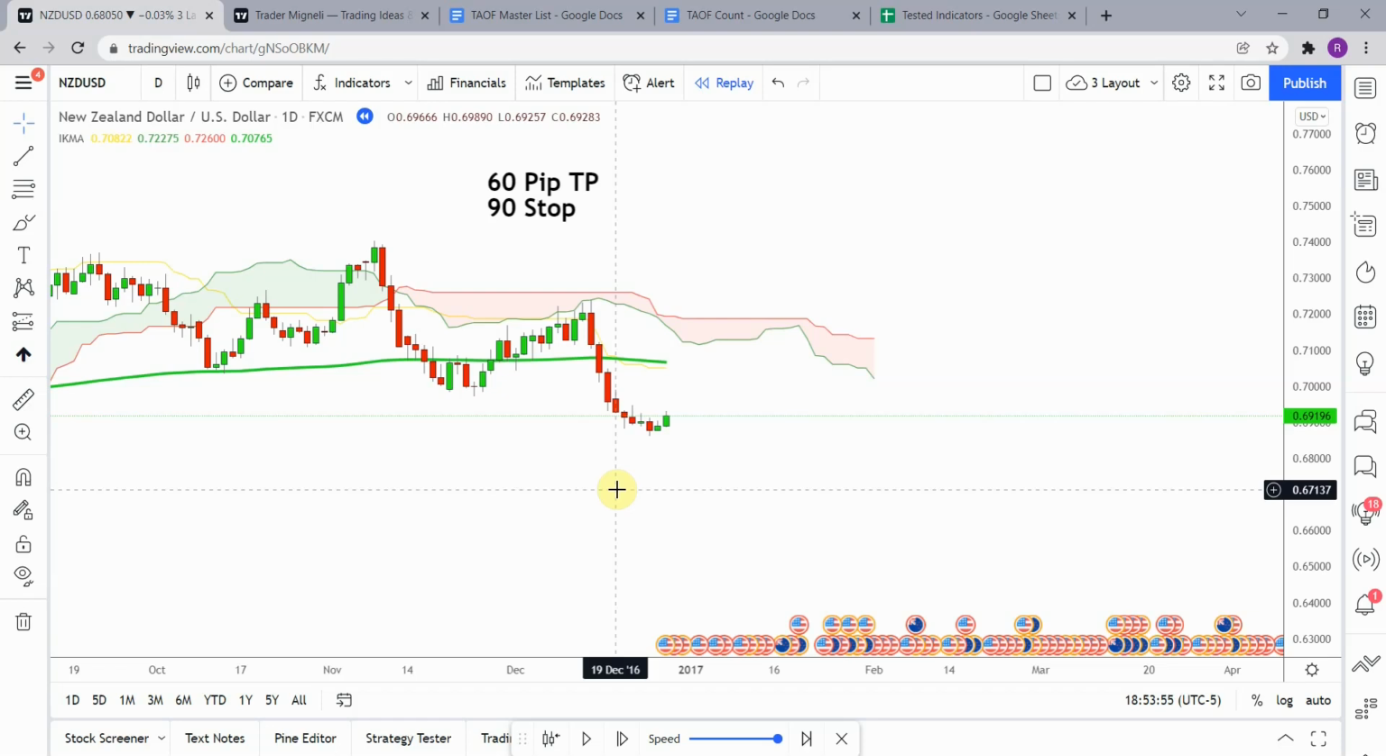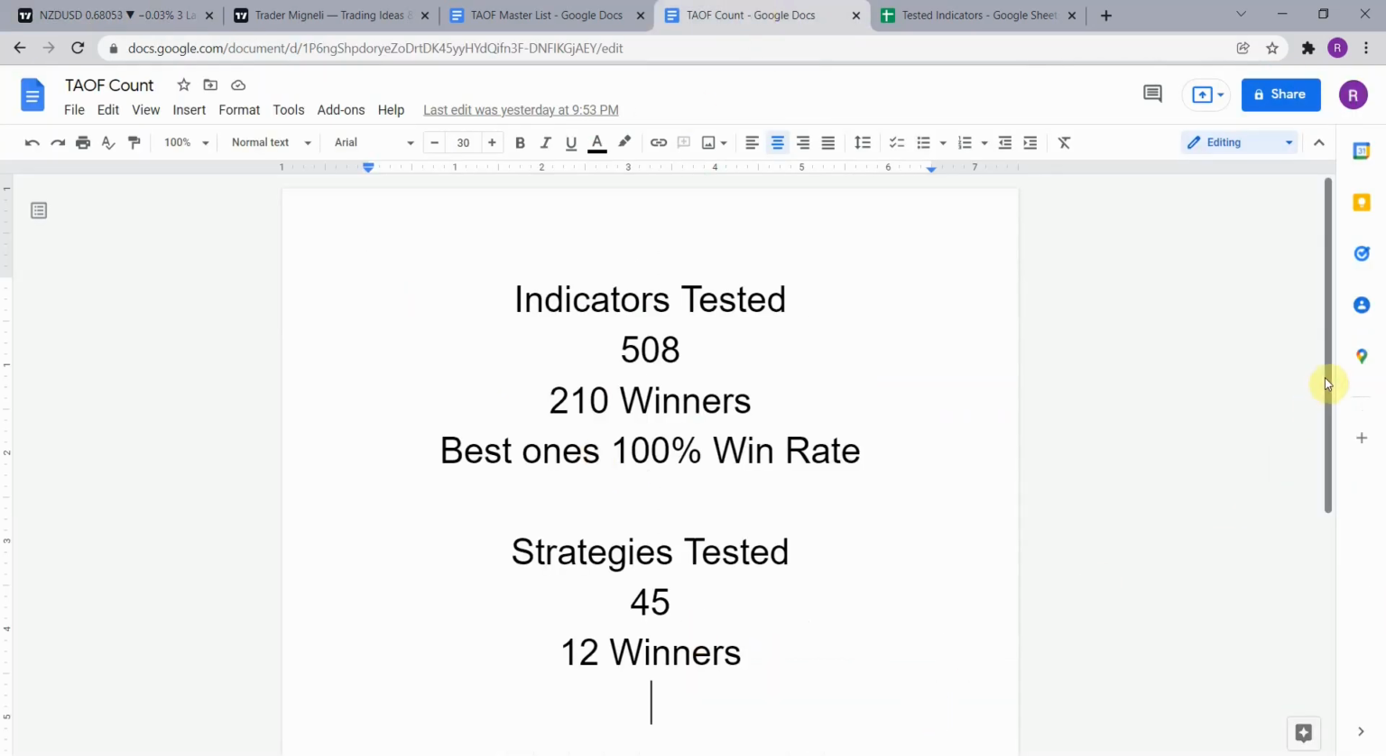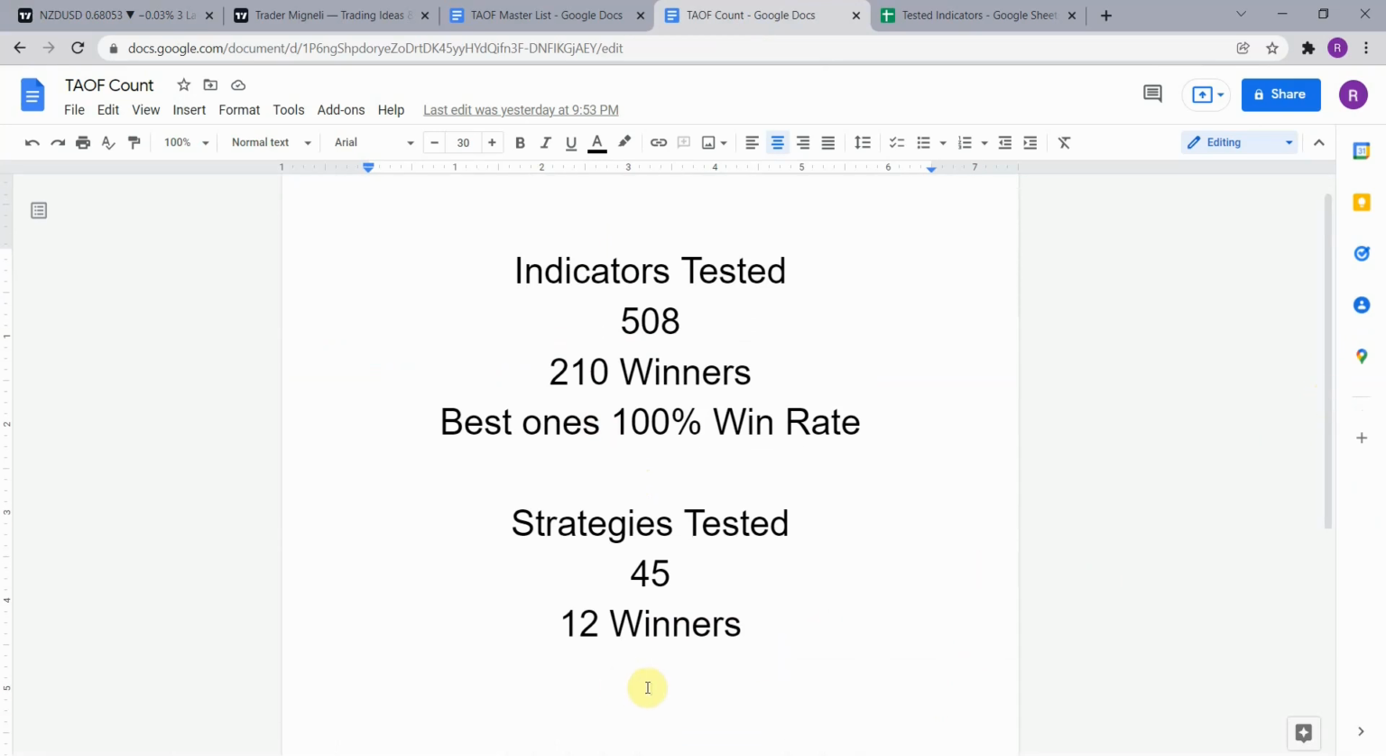Alright, as I said, today we will be testing the Kijun MA indicator. Before we do though, I wanted to put the testing scoreboard up for everyone to see. So to date, we have tested a total of 45 different strategies, with 12 of them being profitable. We have also tested a total of 508 indicators, with 210 of them being winners. The best ones so far were able to achieve a 100% win rate.